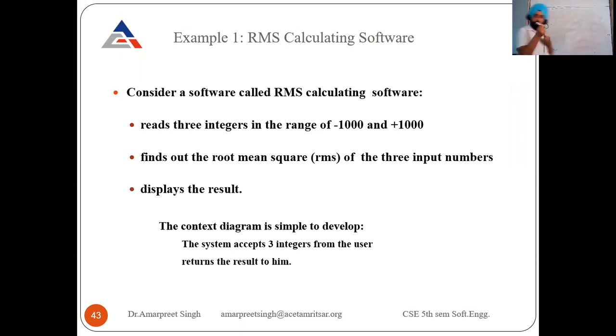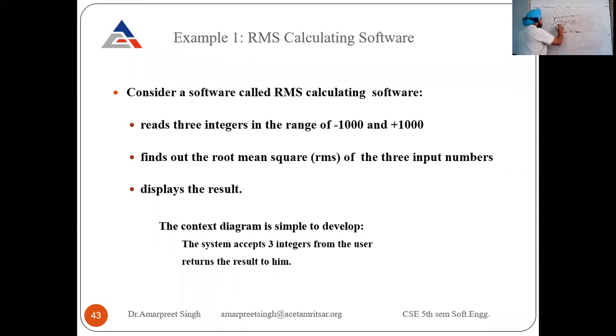So we have to find the root mean square of three integers, a square plus b square plus c square. These integers a and b can be from the range minus 1000 to plus 1000. In this, we have to make the sum, we have to find the root, and we have to find the mean also.